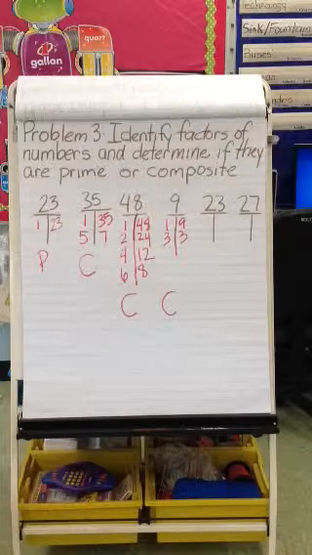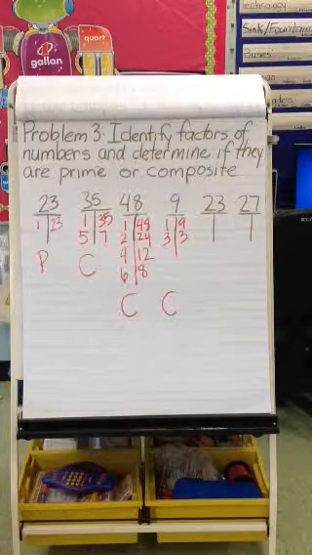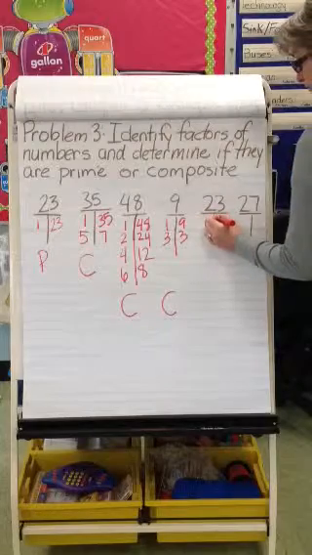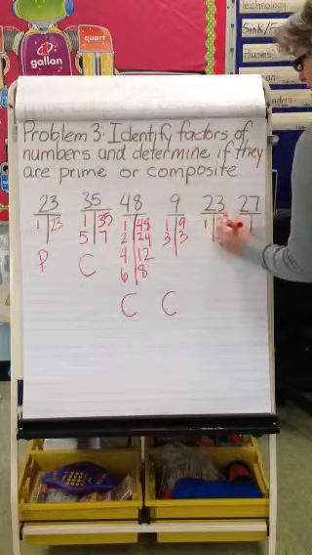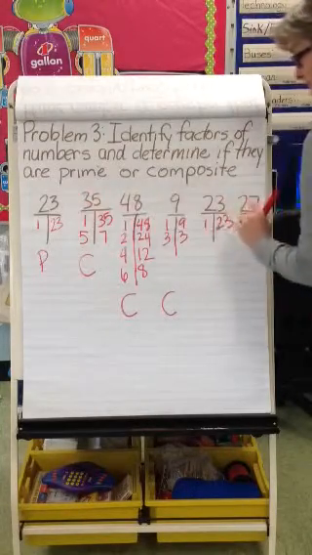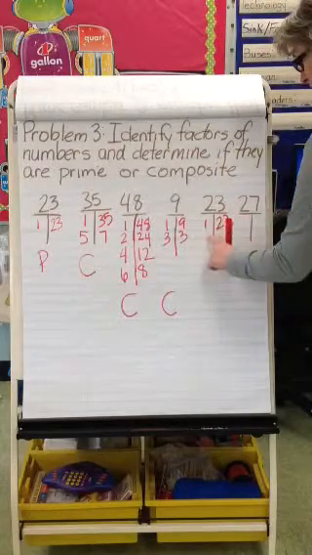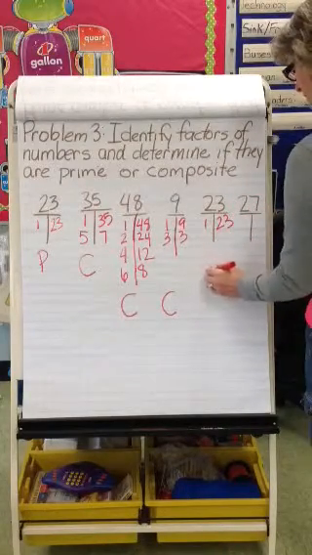Let's look at the number 23. Factors of 23 are 1 and 23. Whoops, I didn't realize I did that twice. It's okay, because now we know we're finished, and it's prime.